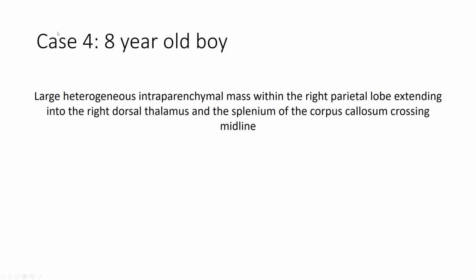Okay, moving on to the next case. I don't have imaging for this one, but this is an 8-year-old boy that presented with a very large heterogeneous intraparenchymal mass in the parietal lobe that extended into the thalamus and then across the corpus callosum and crossed midline. It was enhancing and very concerning for a high-grade glioma.